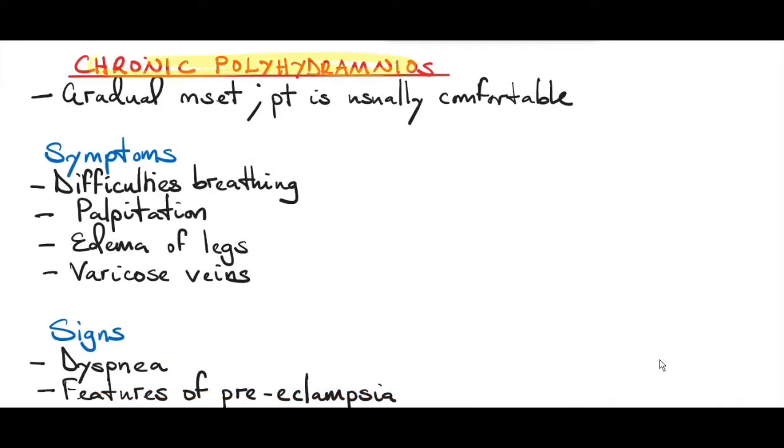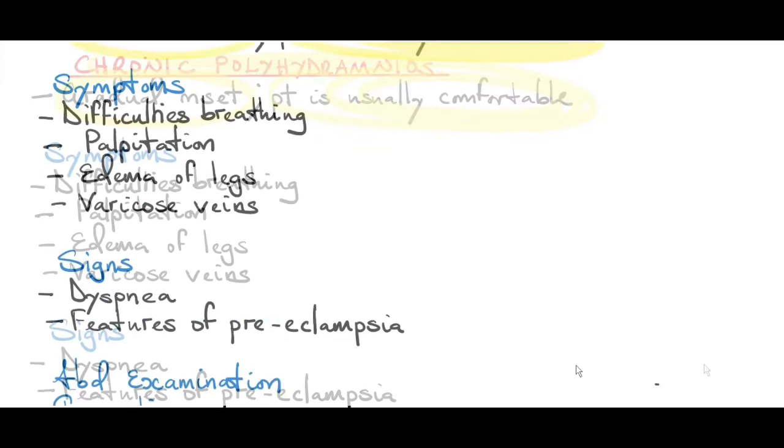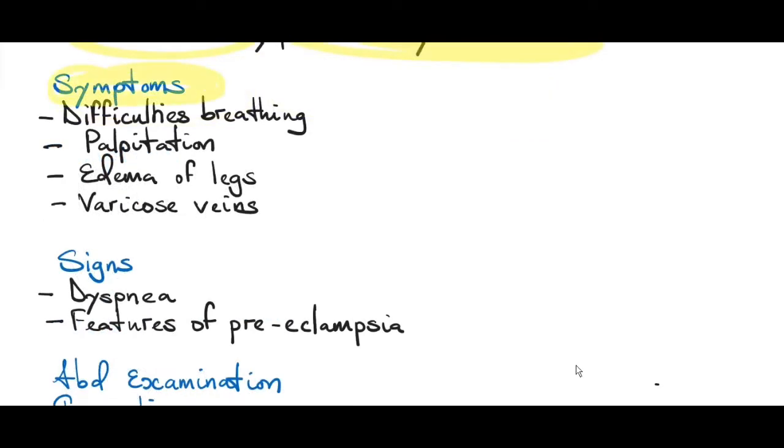Chronic polyhydramnios is more common than acute polyhydramnios. It's of gradual onset and the patient is usually comfortable because they start getting used to the symptoms over time. Symptoms of chronic polyhydramnios: the patient will come in with complaints of difficulties breathing, palpitations or a complaint that the heart is racing faster than usual, swelling of the legs as well as varicose veins.